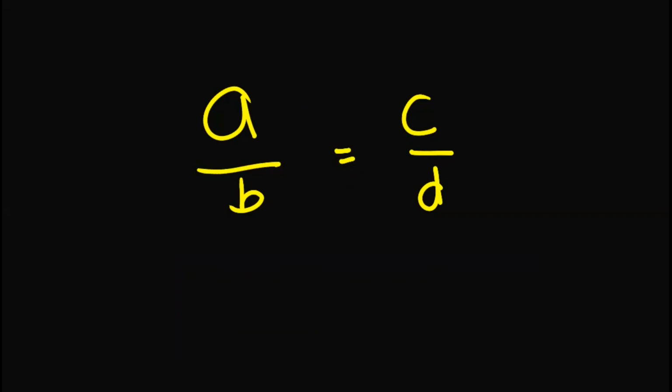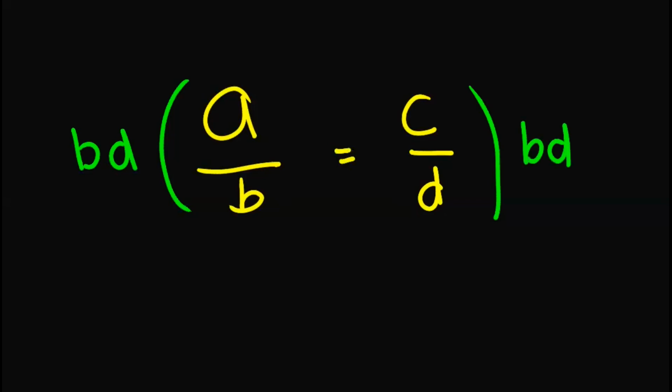So observe that when we multiply both sides of the equation by the denominators, by b and d, this one out here will cancel out and this one out here will cancel out, giving us AD equals BC, or the cross multiplication rule.